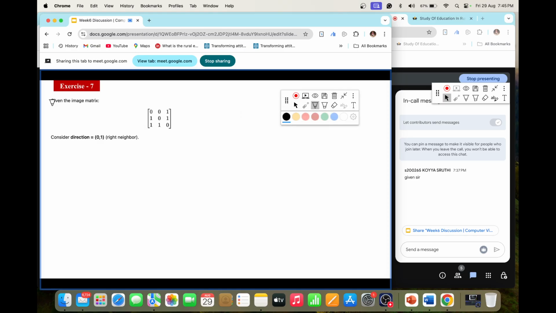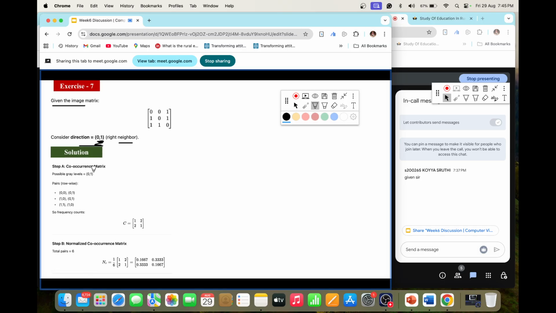So this is our given image matrix. Consider the direction 0 1, right neighbor. So just forget the rest, you just consider 0 1. Now what you have to do is find the co-occurrence matrix. So 0 0, where is 0 0 coming? 0 0 is coming only at one position. And 0 1 is coming at 1 and 2 positions, so that is why 2.